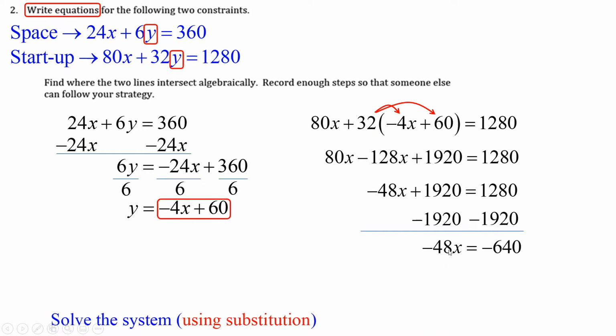Now let's divide. We have to undo this multiplication by negative 48. So let's divide both sides by negative 48. Equals, and on the left, my factors of negative 48 cancel, leaving my x. And on the right, I have a negative over a negative is positive. And what is 640 divided by 48? 640 divided by 48 equals, oh man, I'm getting an ugly decimal, 13.3 repeating.